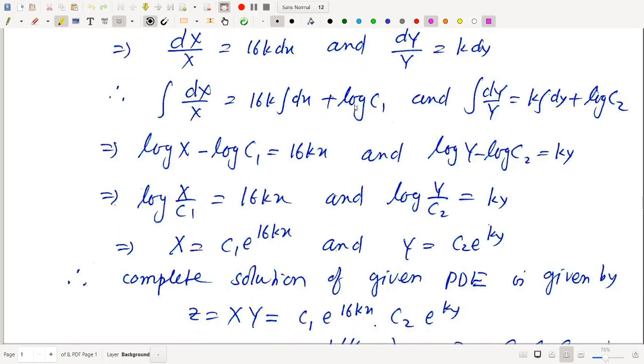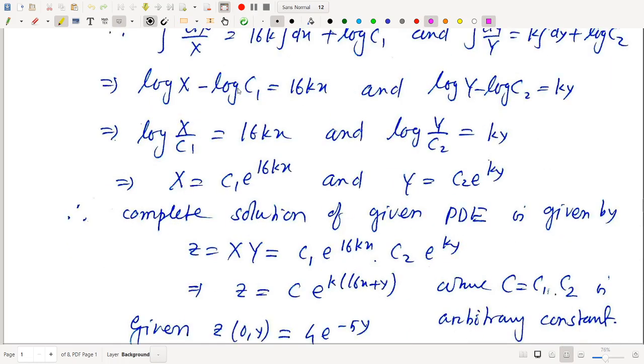it is log X, log c1 integrating constant, side changed. Here also log c2 side changed. Log m minus log n is log m by n, means here log X by c1 is 16kx, log Y by c2 is ky. So capital X by c1 is e to the power 16kx, so capital X will be c1 e to the power 16kx, capital Y will be c2 e to the power ky.